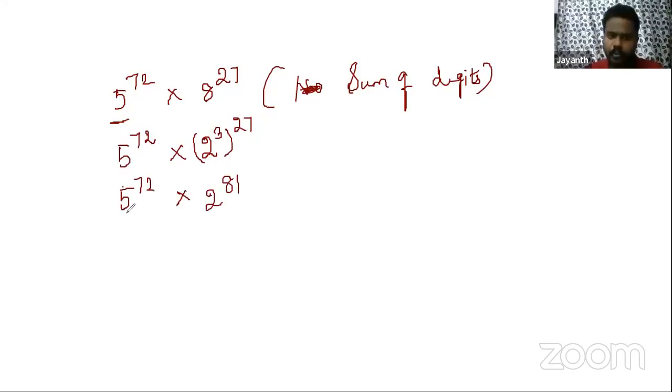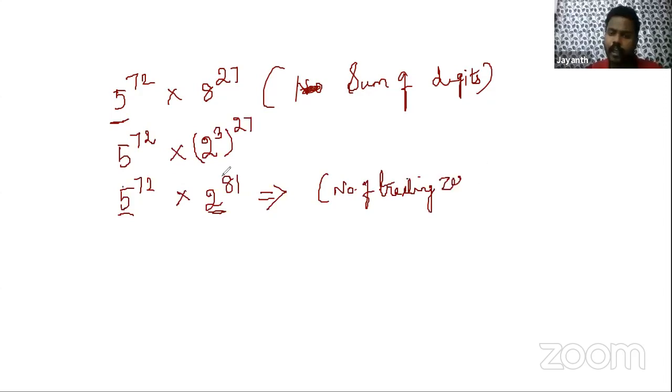Look here: you have 72 5s and 81 2s. If the question asked for the number of trailing zeros, you compare the powers, and whichever is the minimum power is the number of zeros. Comparing 72 and 81, the minimum power is 72. So the number of trailing zeros in this expression is 72.